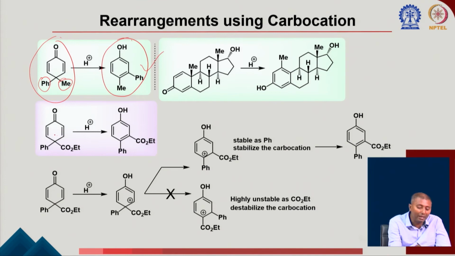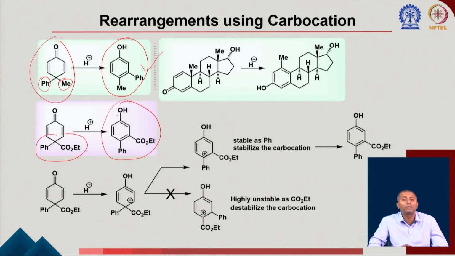And if you have a phenyl and ester, again you can see ester is an electron withdrawing group, but phenyl is an electron stabilizing group. But what we have observed here, we have seen the product where the ester is migrated, not the phenyl. So there must be something different. So let's try to understand what is happening.